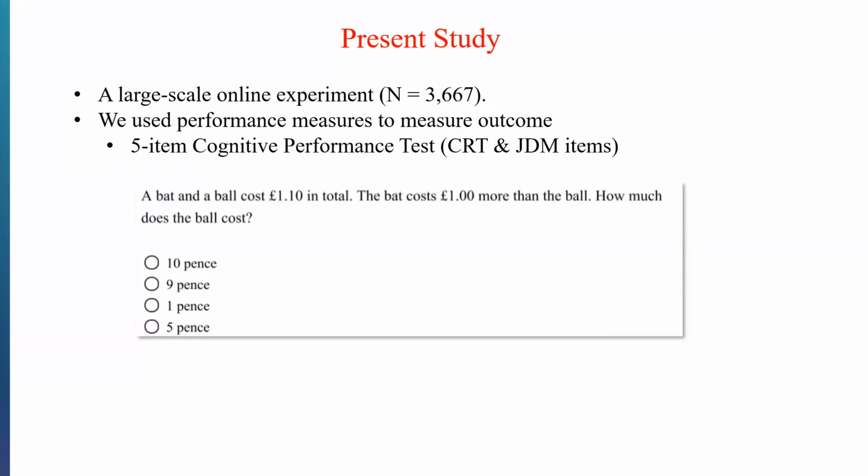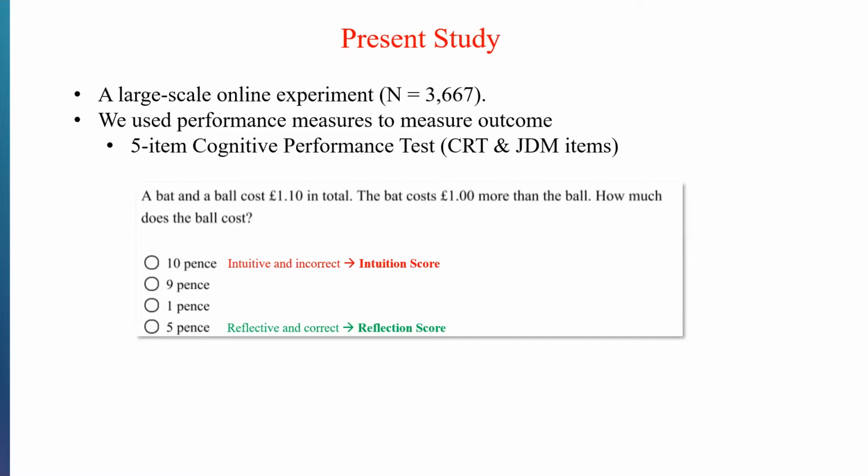A bat and ball cost £1.10. We had the UK population in this experiment. In total, the bat costs £1 more than the ball. How much does the ball cost? The reflective and the correct answer here, as you know, is 5 pence. However, the intuitive and incorrect answer is 10 pence.